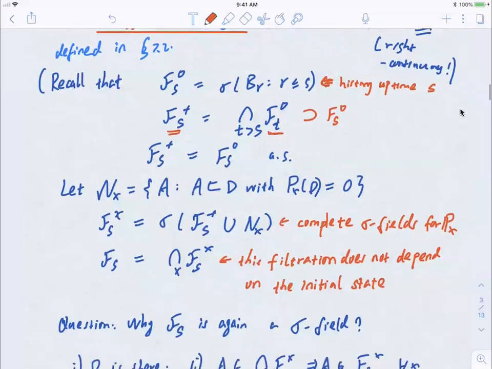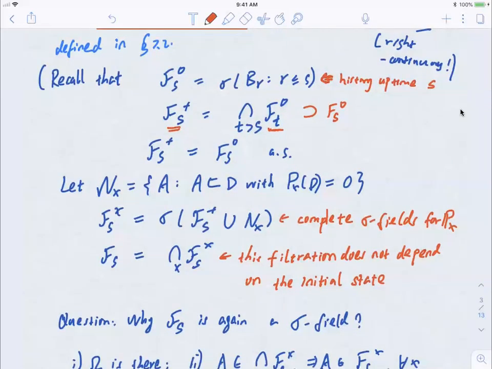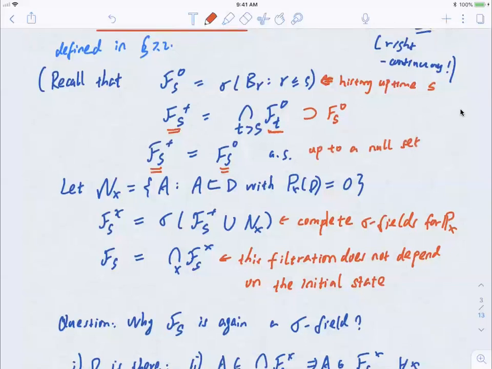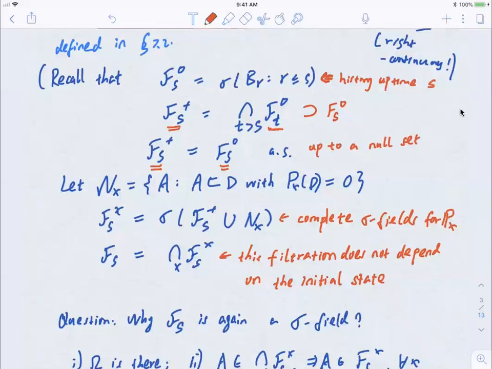But from our previous discussion in the last lecture, these two sigma fields, or these two filtrations, agree with each other almost surely. When we say almost surely, they are equal up to a null set, meaning a set that has probability zero. So up to probability 0, F_s^+ and F_s^0 are the same.